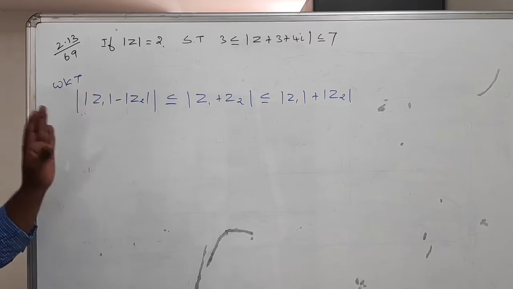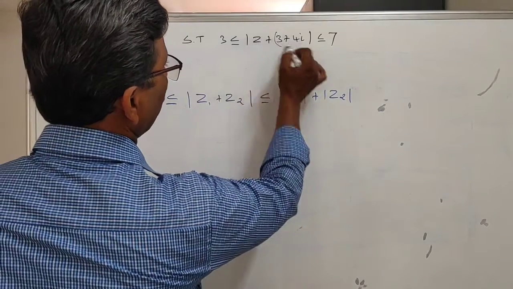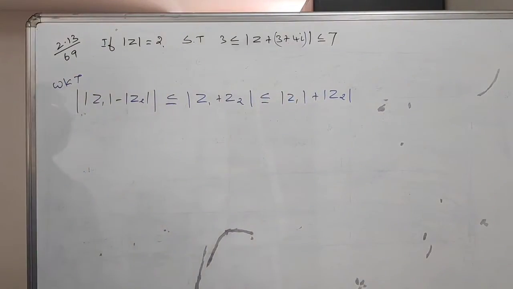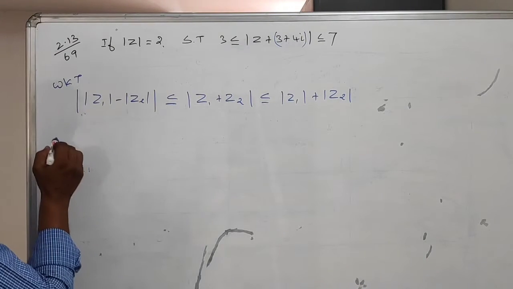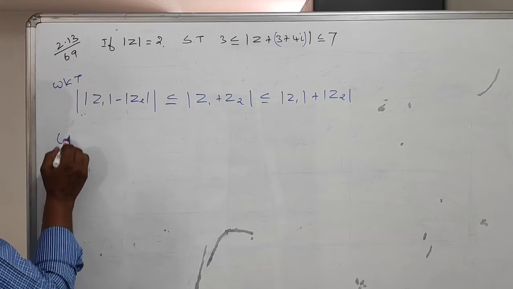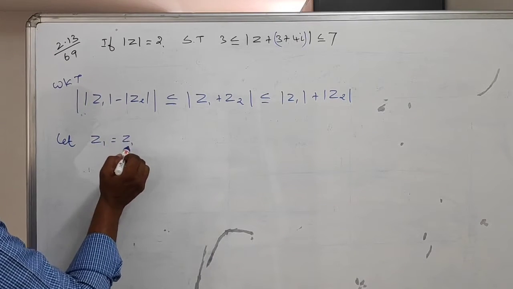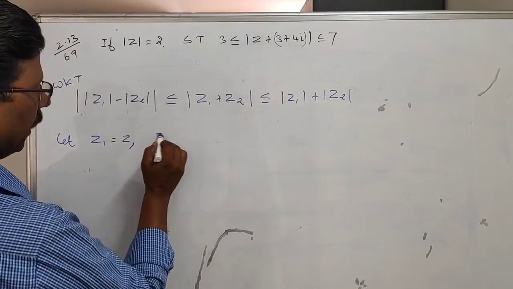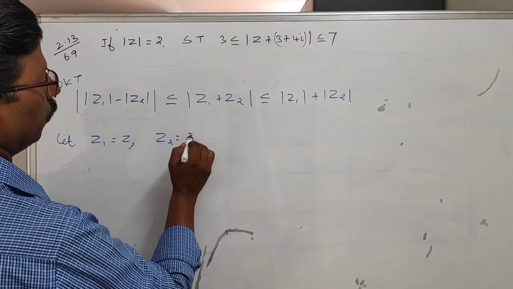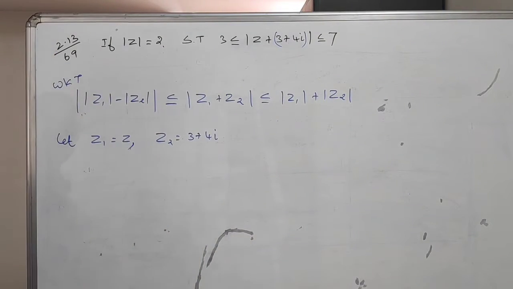Based on that you have to identify what z1 and z2 are. Here you can take one complex number, and the other can be taken as the other complex number. Now we are going to start the solution. Let z1 be equal to z, and z2 be equal to 3 plus 4i.